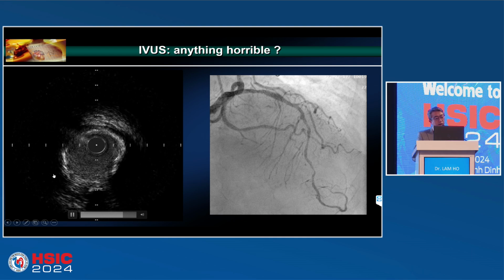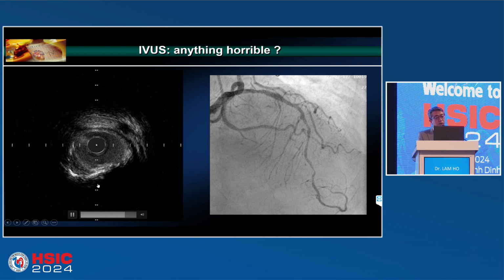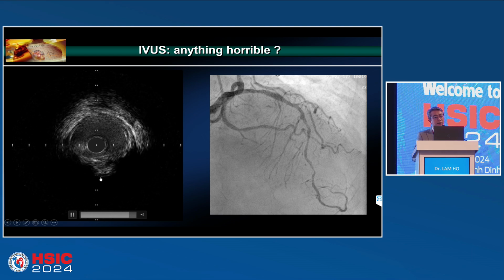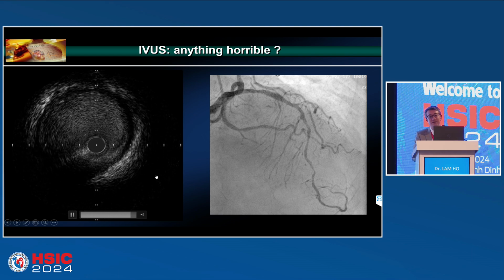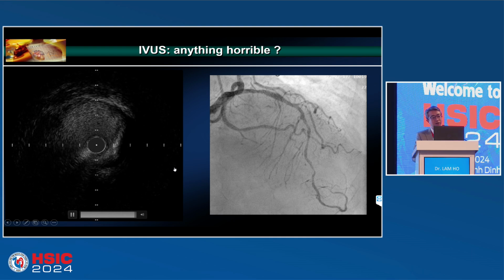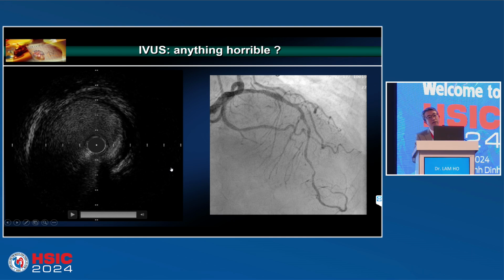And then behind this lesion, why is it so dark in color? It's not calcium. Calcium doesn't look like that. It's lipid, in fact, very dark in color. In IVUS, in ultrasound, if it's calcium, it's bright in color, white. If it's very soft lipid, then it's very dark in color.